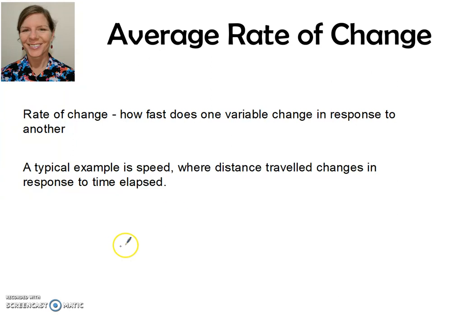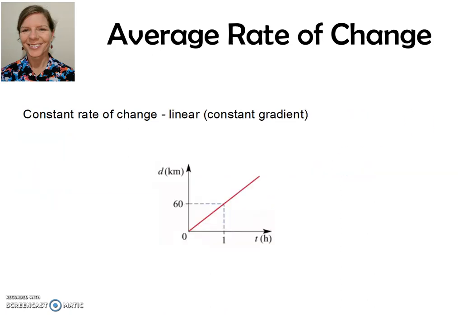So the rate of change is just looking at how fast one variable changes in response to another. A really typical example is speed, and this is usually the one we start off with. That's where we look at how the distance travelled changes in response to the time elapsed. So you'd all be familiar with our distance time graphs. Okay, here's a really straightforward one.